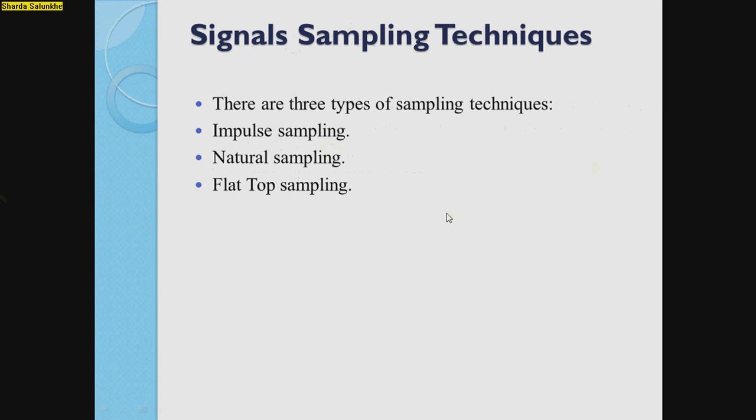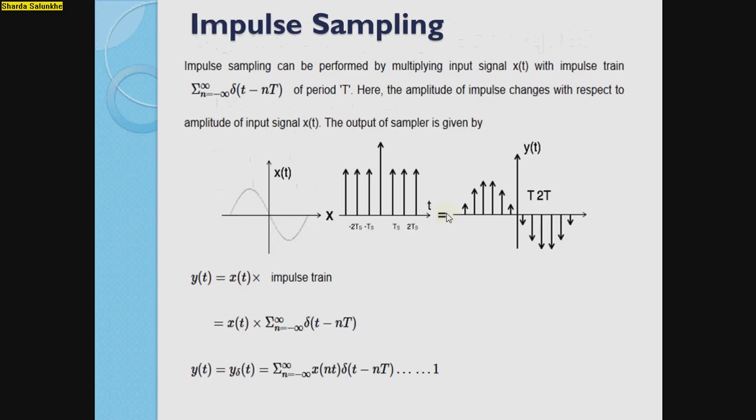Next, signal sampling techniques. There are three sampling techniques: the impulse sampling, natural sampling and flat top sampling. Let us consider the impulse sampling. Impulse sampling can be performed by multiplying the input signal x(t) with the impulse train, that is summation n equal to minus infinity to infinity δ(t − nT), of the period T. And here the amplitude of the impulse changes with respect to the amplitude of the input signal.